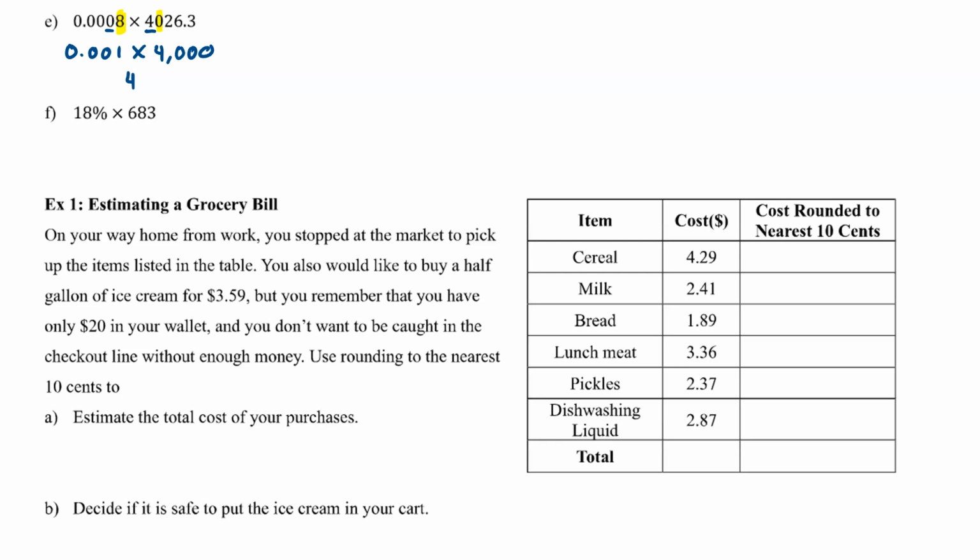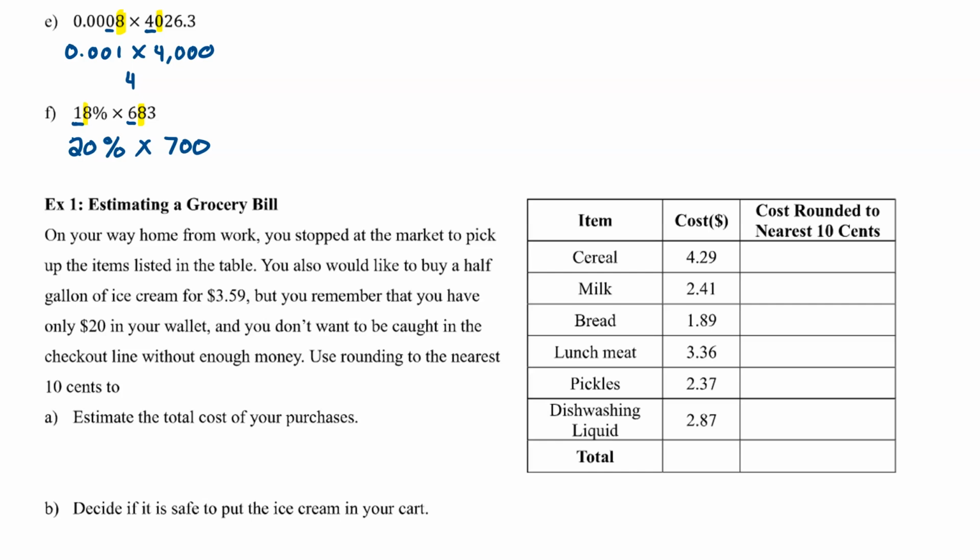And with part F, we have that percentage, but we're not going to worry about the percent sign for now. We're going to round that to the nearest 10. So the 8 forces us to round up to 20%. Times, with the second value, we're going to round to the nearest 100. So the 8 sitting to the right forces us to round up to 700. And so then we're going to multiply.